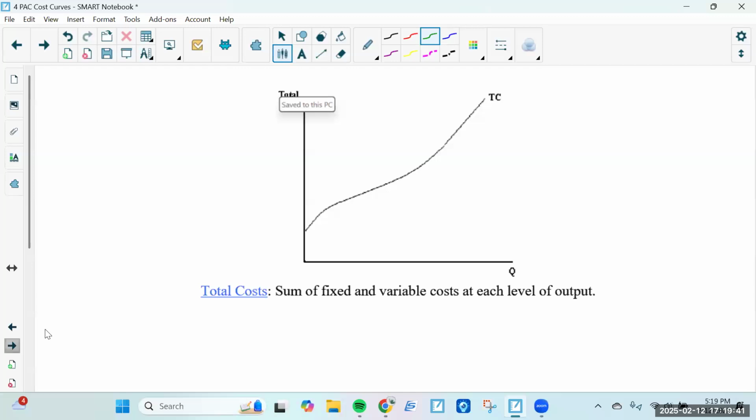Okay. Next is total cost. Total cost is the same thing. It's your total fixed cost plus your total variable cost. We just add them together. So all we're doing is we're taking this.